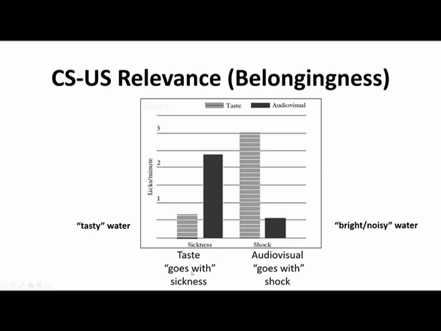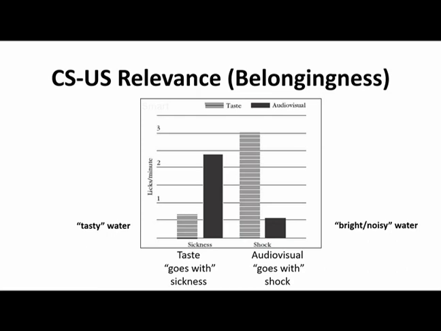Things that we eat are what we are hardwired to associate with what makes us sick. So if we have a conditioned taste aversion, it's us associating illness with a particular taste. So it makes sense that they would associate taste and sickness. And then if we think about audio-visual stimuli, that's stuff external to us. That's stuff in our environment. And a shock is something painful coming from the environment. So it makes sense logically to pair those two as well.